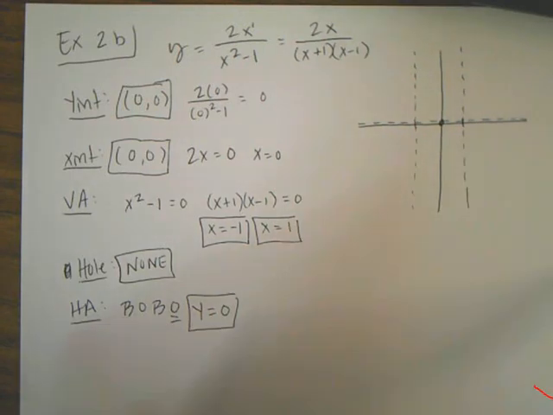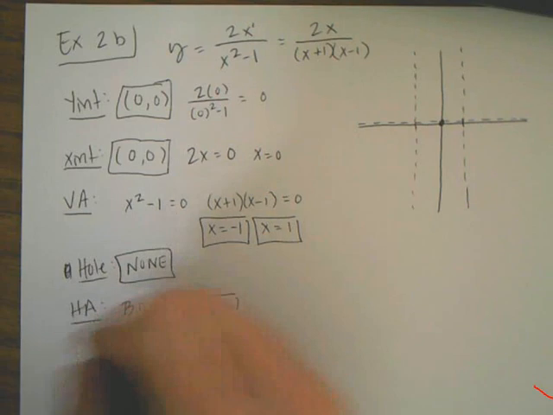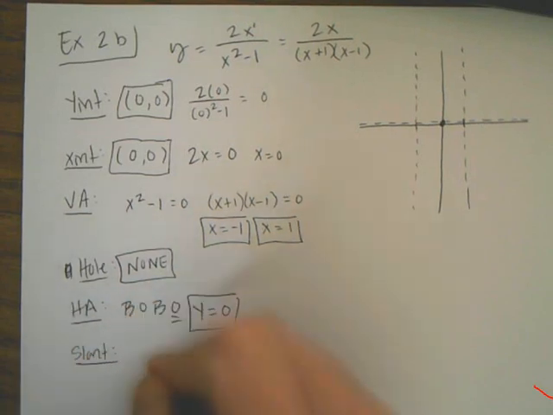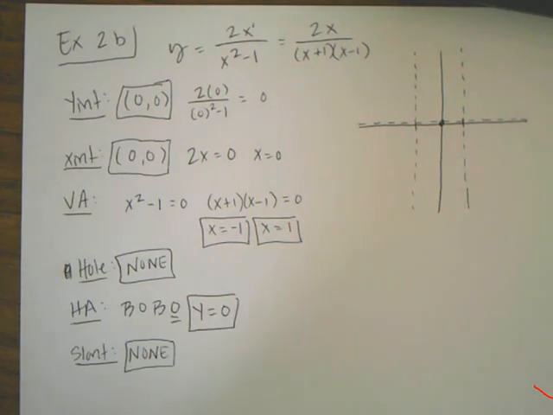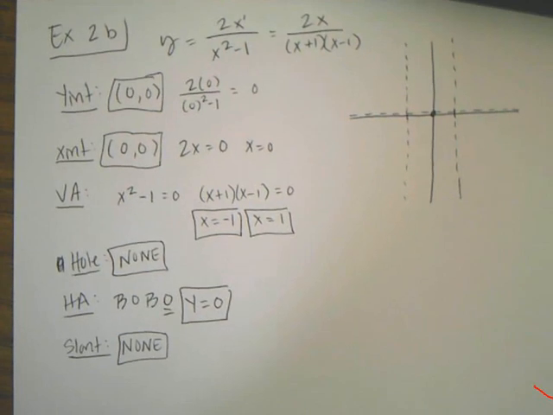If there is no horizontal asymptote, it's possible you might have a slant. So that's what this blank is for. But in this case, there is none. So that's okay. And then the only other thing we can do before graphing is talk about our domain.